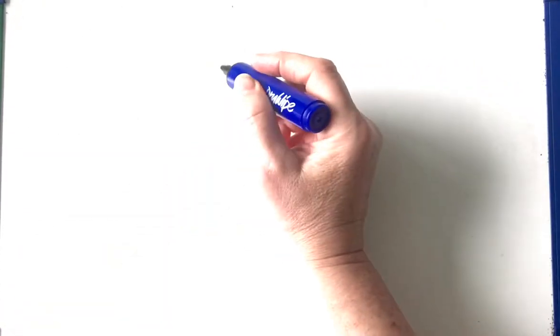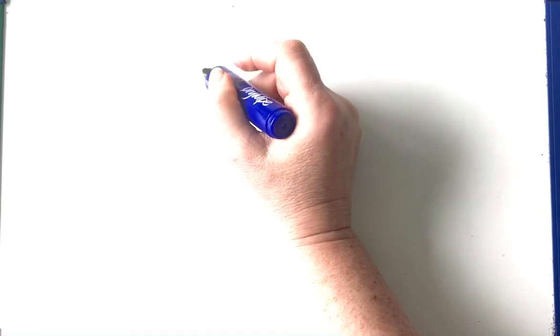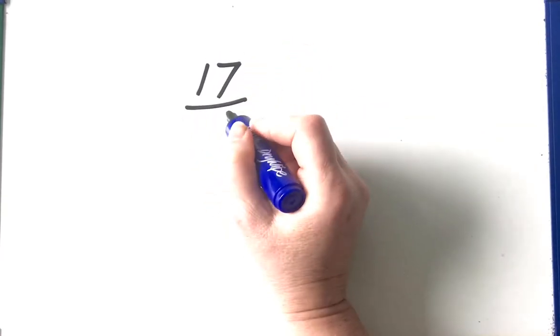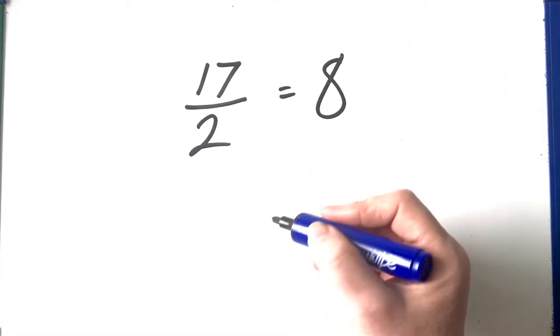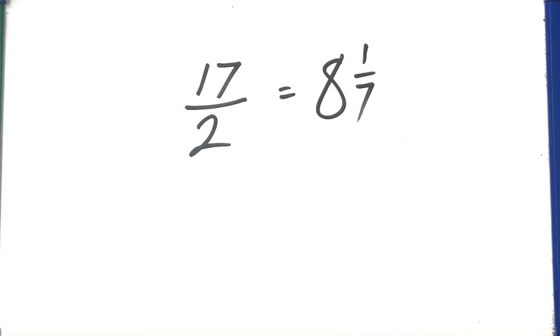Here's another one. Hope you've got your pen and paper ready for when you have a go at some. Here's one. Let's say we had 17 halves. Well, 2's into 17 go 8, because 8 twos are 16. 16, 17 means there's 1 left over.